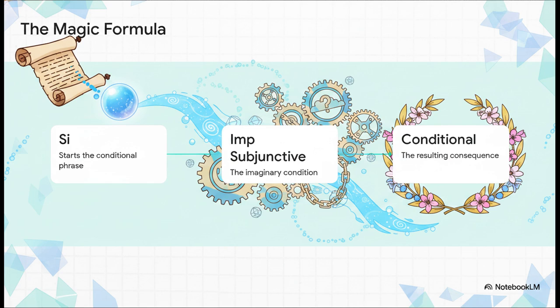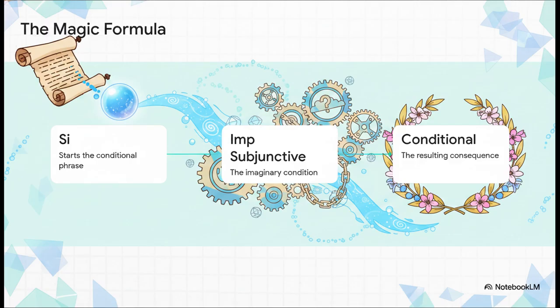Let's walk through it piece by piece together. Step 1. You start with si, meaning if. Step 2. You state the unlikely or imaginary condition using the imperfect subjunctive. Step 3. You state the result of that condition using the simple conditional. It's basically a chain reaction.